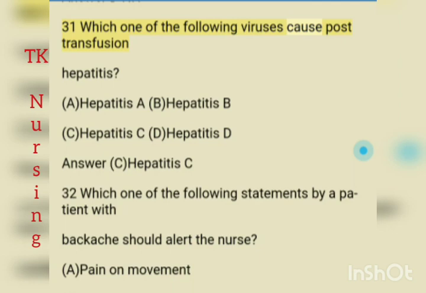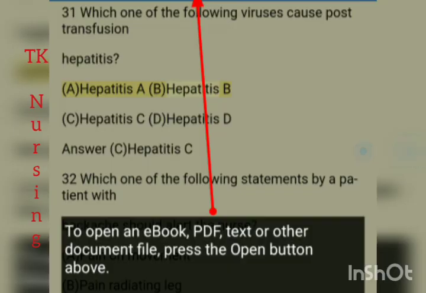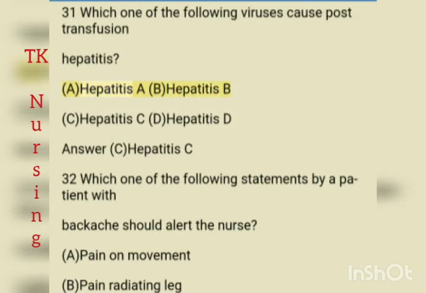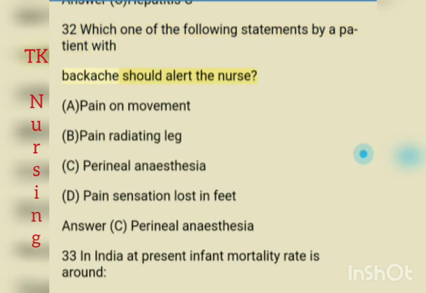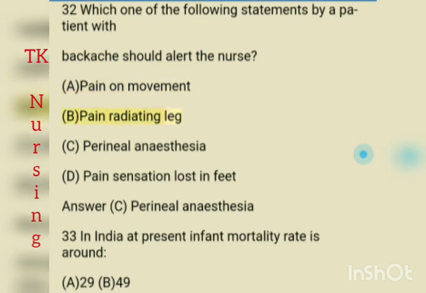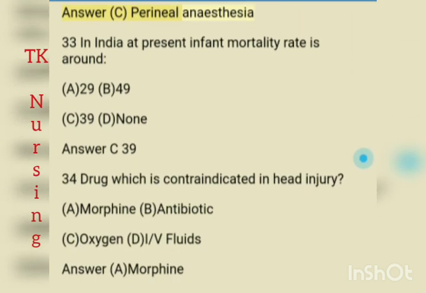31. Which one of the following viruses causes post-transfusion hepatitis? A. Hepatitis A. B. Hepatitis B. C. Hepatitis C. D. Hepatitis D. Answer C. Hepatitis C. 32. Which one of the following statements by a patient with backache should alert the nurse? A. Pain on movement. B. Pain radiating to the leg. C. Perineal anesthesia. D. Pain sensation lost in feet. Answer C. Perineal anesthesia.